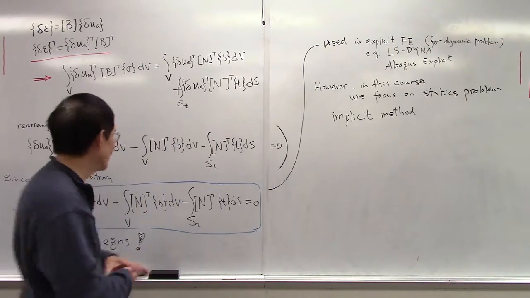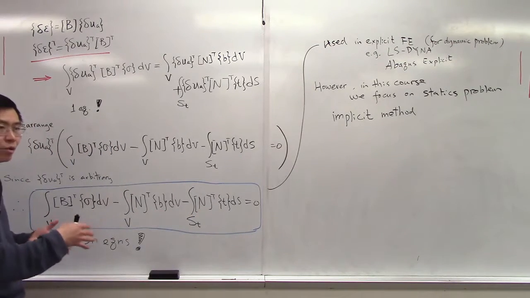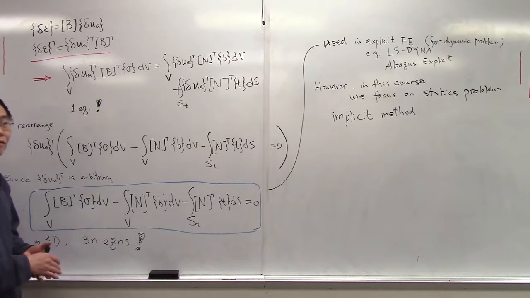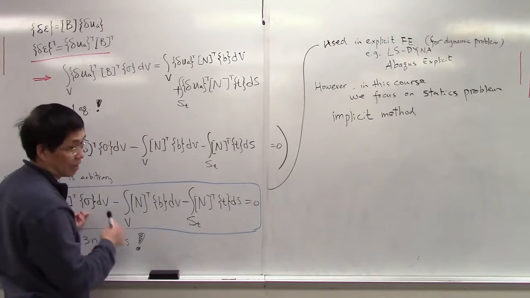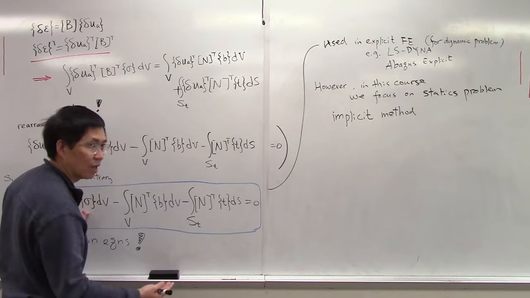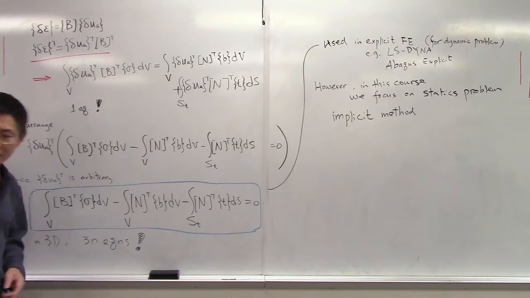For implicit, even though this is known, we don't have a small time step to march forward. We have just one step in which we need to find the solution. So we cannot rely on this marching forward philosophy. We have to invert this thing to solve for that. Okay?